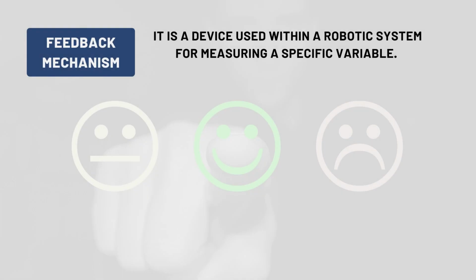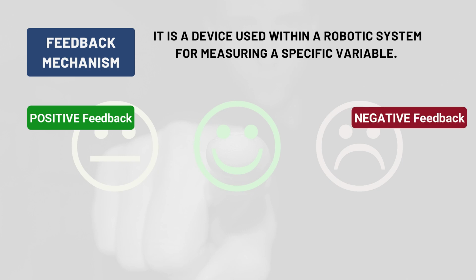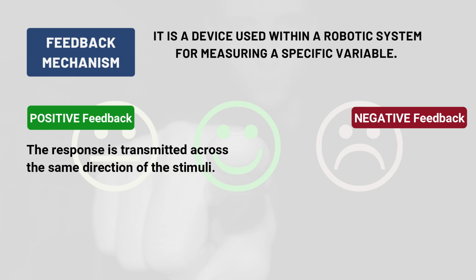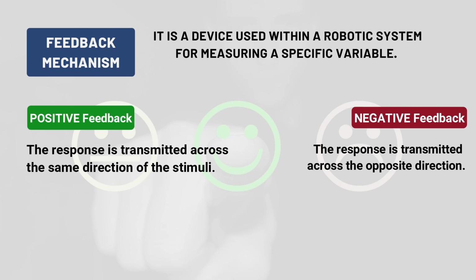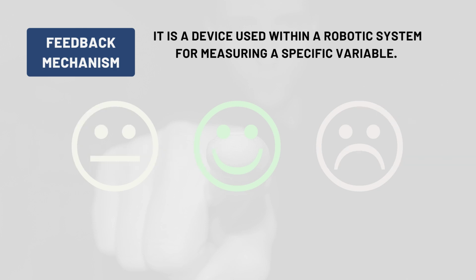The next component of a robot is the feedback mechanism. It is a device used within a robotic system for measuring a specific variable. There are mainly two types of feedback: positive and negative feedback. In a positive feedback mechanism, the response is transmitted in the same direction as the stimuli. In a negative feedback mechanism, the response is transmitted in the opposite direction.